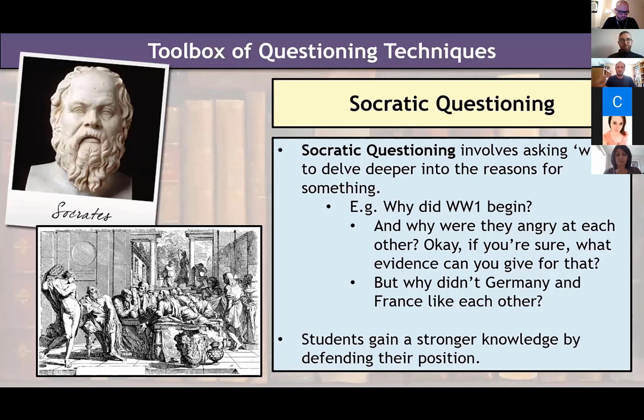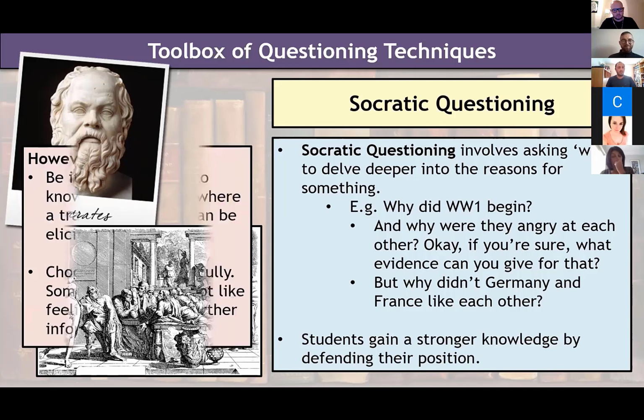The benefit of that is that in asking students why, not only is it fun for me to irritate them, but it really gets them to defend their position. I said this answer, now I can defend it and use evidence to back it up. Excellent historical skills, excellent debating skills, good for English. It just makes them justify their position. And you can also test to see if they really do know it or whether they just shouted out any old rubbish. So that's a good one.